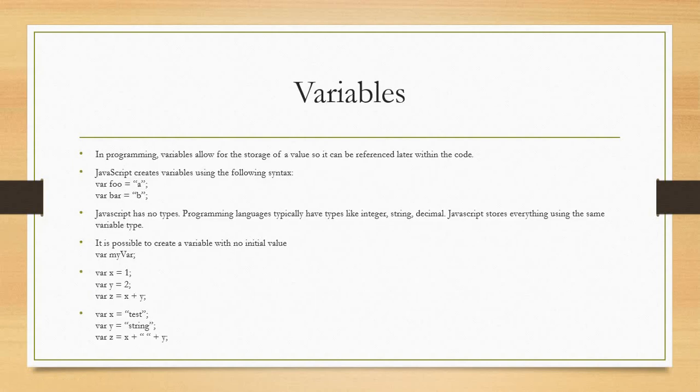In JavaScript, again, just like Java, there are variables. But JavaScript does not have types. Java had integer, string, decimal, float, etc. JavaScript stores everything using the same variable type. We assign it var, my var, in this example.